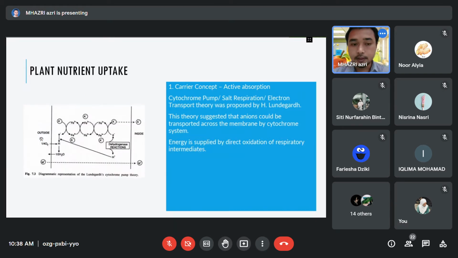Okay. There are also pumps, okay, protein pumps or cytochrome pump that are involved in ion transportation. Okay, so ini adalah tadi active transport yang perlukan tenaga in the form of ATP. In cytochrome pumps, the active transport, dia gunakan tenaga apa? Kalau awak nampak dekat sini.